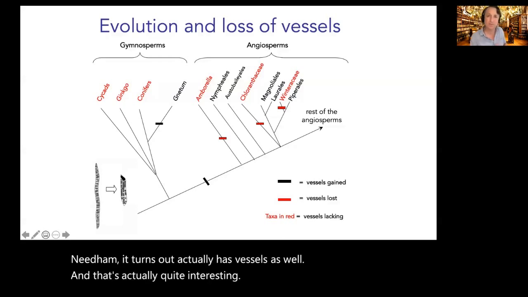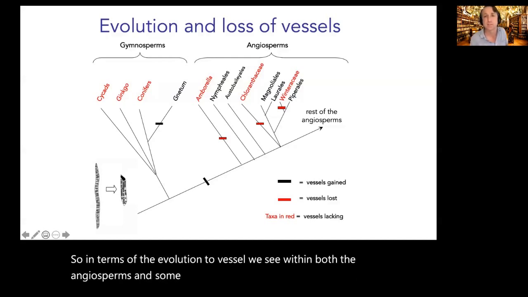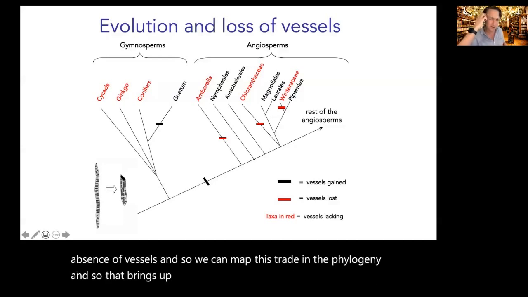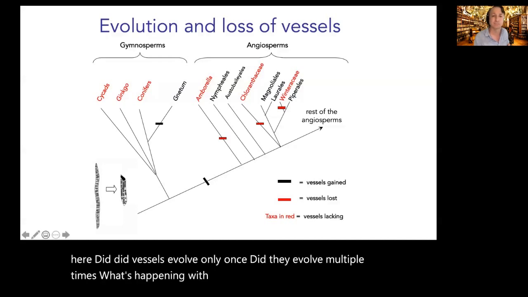So in terms of the evolution of the vessel, we see within both the angiosperms and some gymnosperms either the presence or absence of vessels. Okay, and so we can map this trait in the phylogeny. And so that brings up the big question, well, geez, what's happening here? Did vessels evolve only once? Did they evolve multiple times? What's happening with the evolution of the vessel?